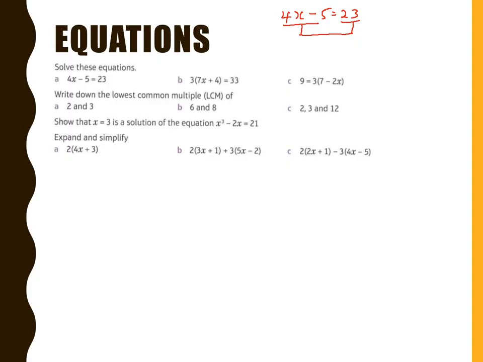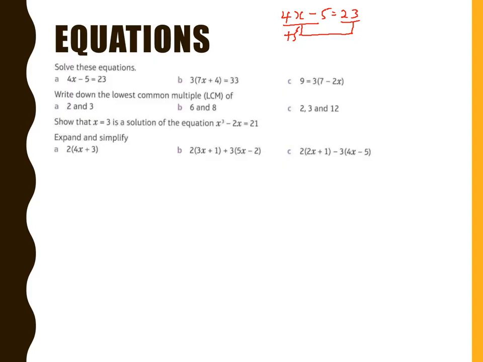So I'm trying to find the value of x. Whenever you're trying to solve equations, you're finding the value of x or the value of the unknown in that equation. So 4x minus 5 equals 23. I would get rid of this 5. The only way I can do that is by adding it, because if I do minus 5 here, minus 5 gives me minus 10. But if I do minus 5 plus 5 gives me 0. So that is how I can get rid of it.